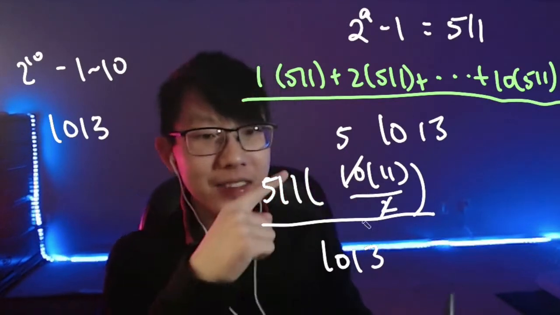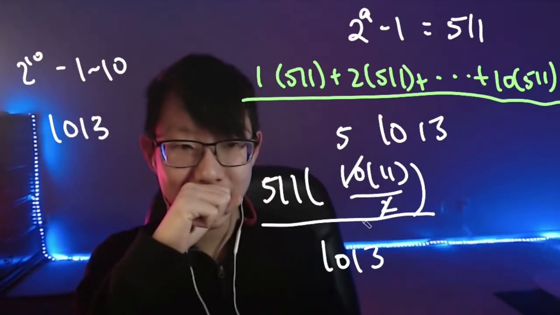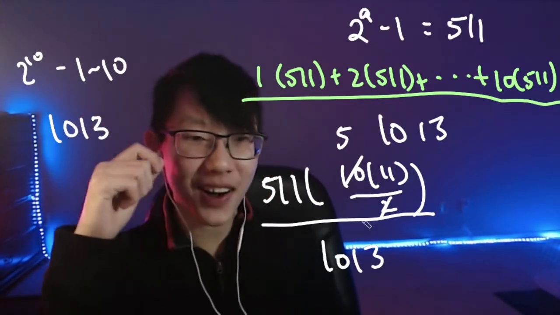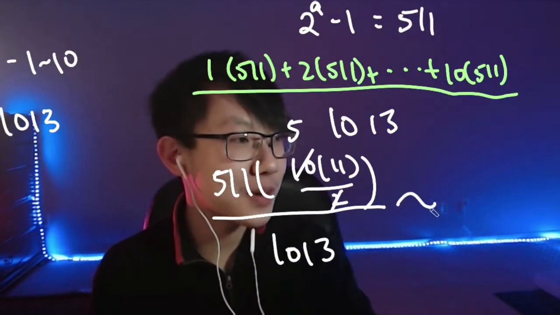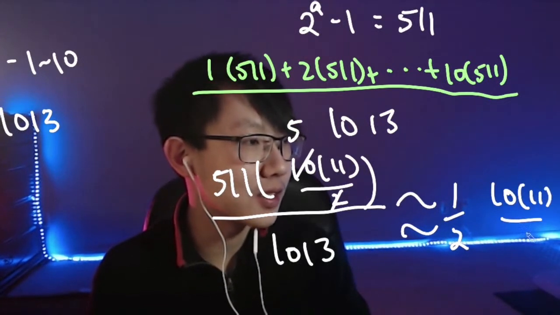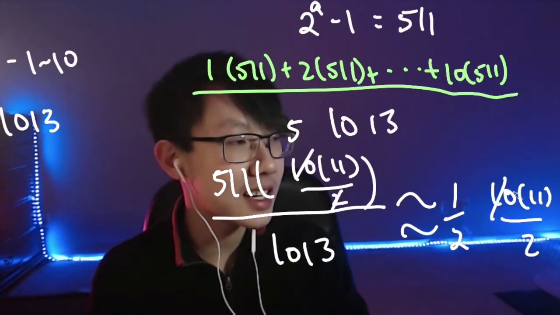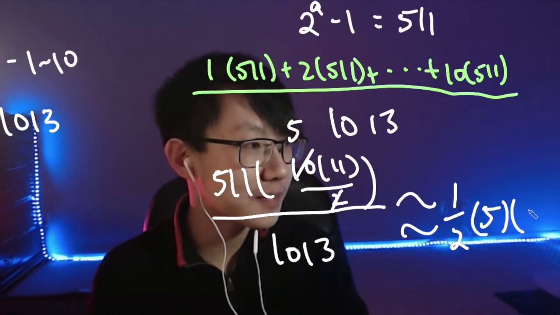Right away, let's think about this. So 511 is roughly half of 1013. Not exactly, but close enough, right? It's honestly close enough that I'm just going to estimate it as 1/2. So this is approximately 1/2 times 10 times 11 over 2, but I just made the cancellation that 10 divided by 2 is 5. So it's roughly half of 5 times 11.